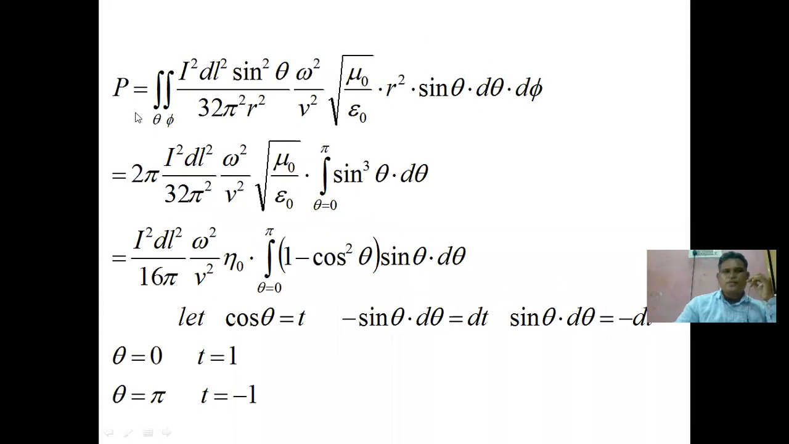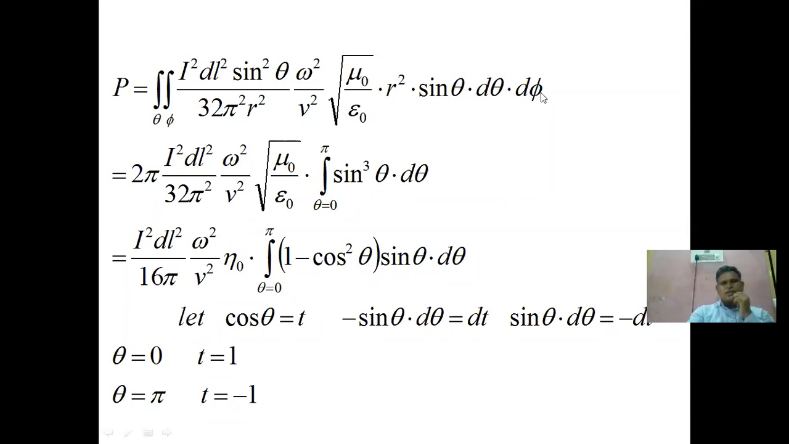Now the total radiated power P is equal to the double integral of all these terms times r square sine theta d theta d phi. We have no phi term inside, right? You can separately integrate over phi. What is the range of phi? Can anybody tell me? 0 to 2 pi. Phi varies from 0 to 2 pi and theta varies from 0 to pi.